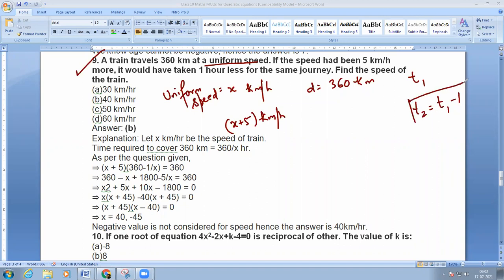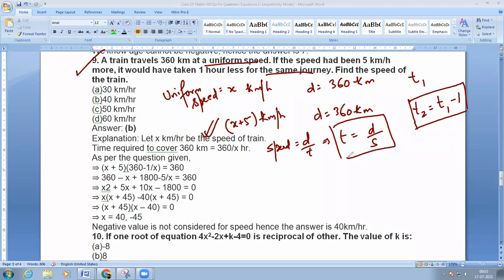So this is the equation. The time relation is t2. The new time when the speed is increased is t1 minus 1 hour less for the same journey, which means the distance traveled is the same. Find the speed of the train. So the time relation is given to us, and we know that speed is equal to distance upon time, and time is equal to distance upon speed. So we will apply this formula in equation number 1.